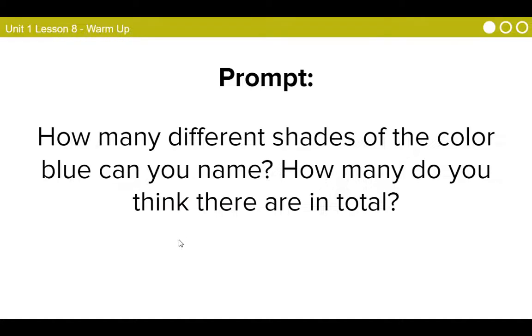So, as a warm-up, I want you to think about how many different shades of the color blue you can name. How many do you think there are in total? Put that in your journal entry: how many different shades you think there are, and then how many you can actually name. All right, so pause. We're going to move on.